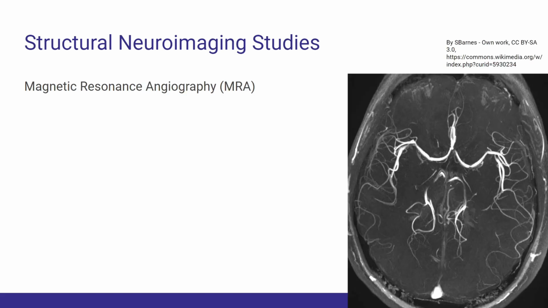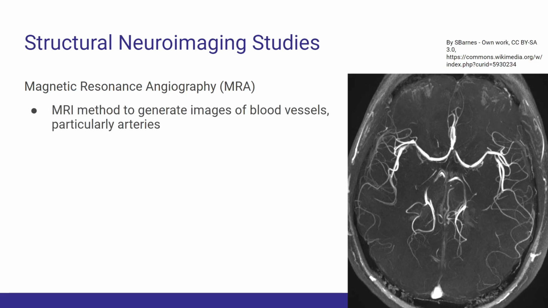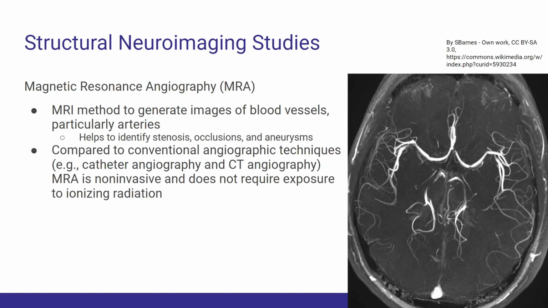Finally, the last structural imaging technique we're going to discuss is magnetic resonance angiography, or MRA. And this is an MRI method to generate images of blood vessels, particularly arteries. And this helps to identify things like stenosis, occlusion, and aneurysm. In comparison with other kinds of conventional angiographic techniques, things like catheter angiography or CT angiography, MRA is non-invasive and does not require exposure to ionizing radiation.